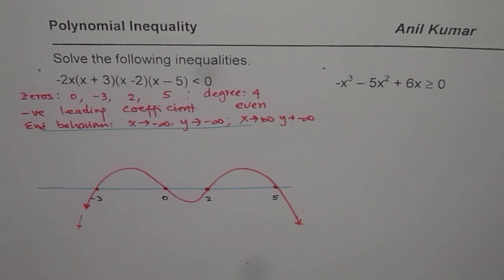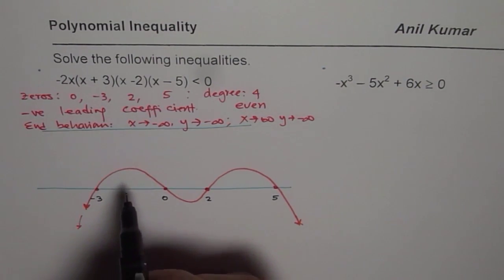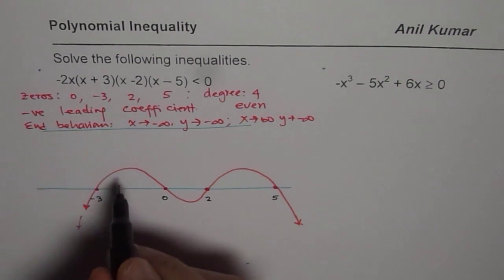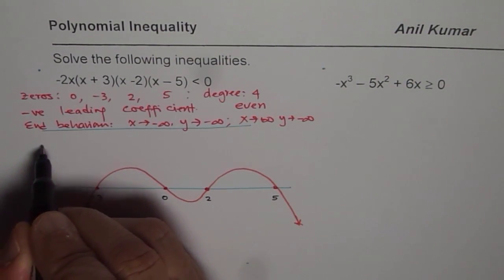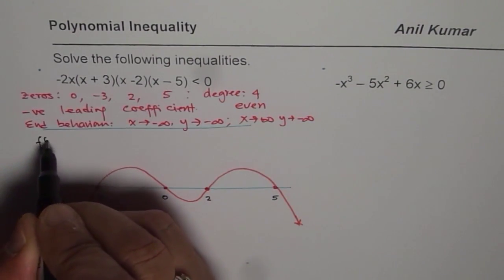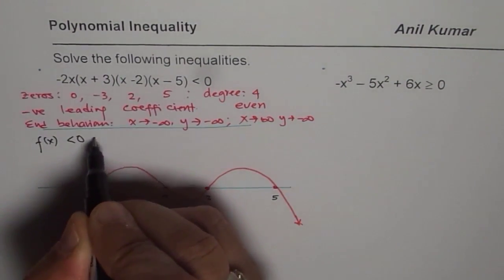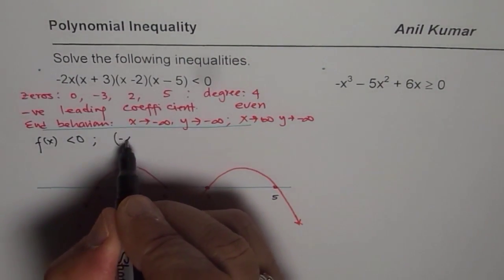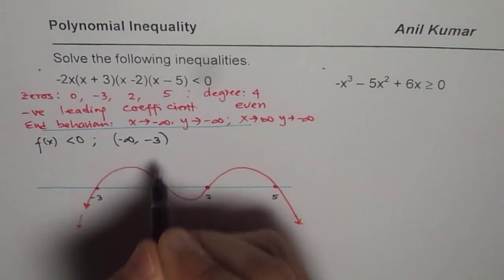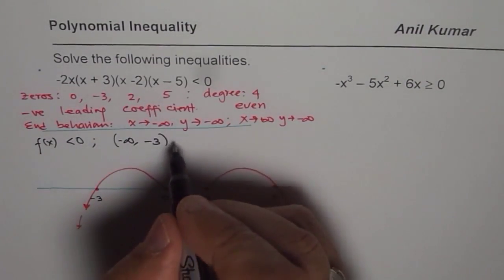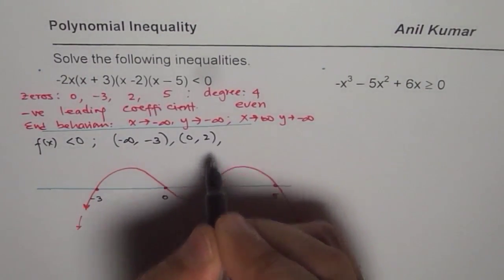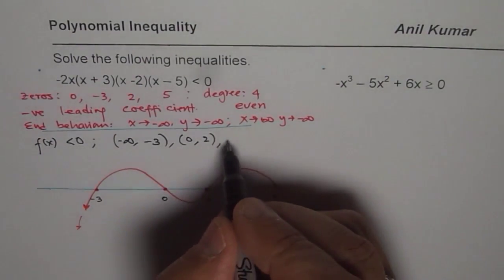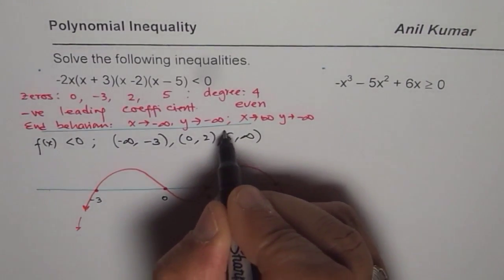From the graph, you can get the answer that the function is less than 0 within these intervals. So we can write down the solution here. The function, let me call it f of x, is less than 0. And the solution is from negative infinity to minus 3, and then from 0 to 2, and then from 5 to positive infinity, right?